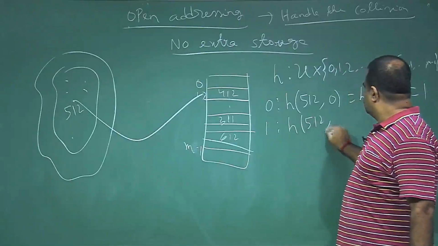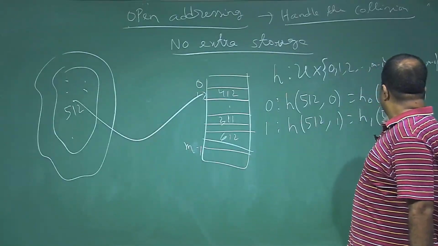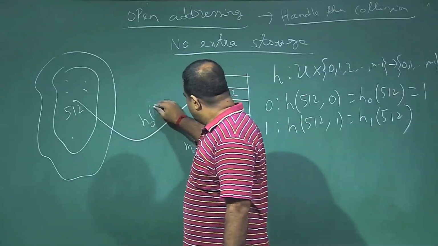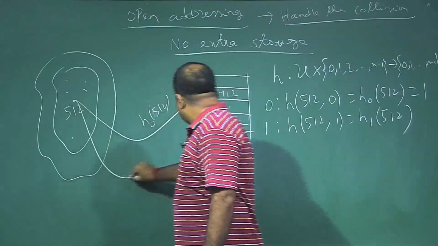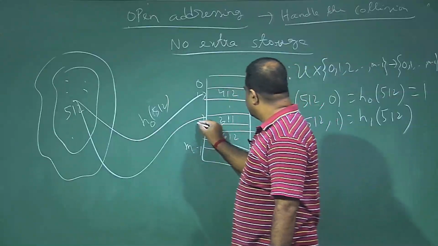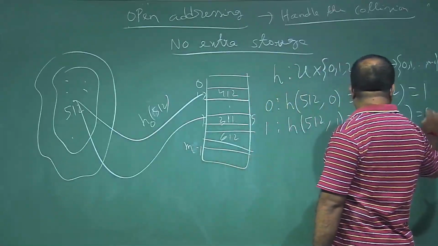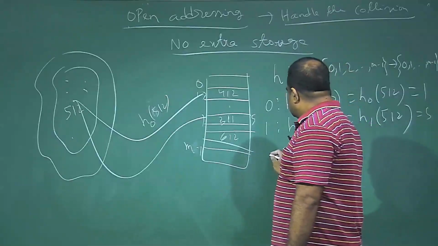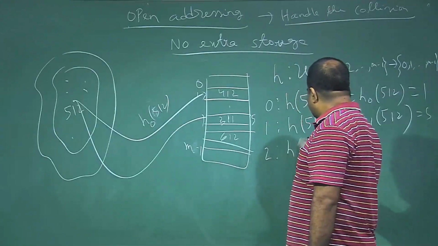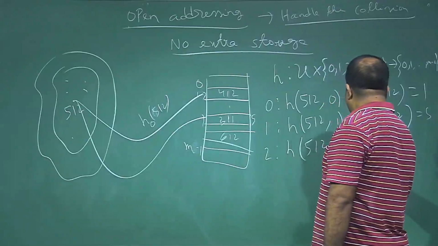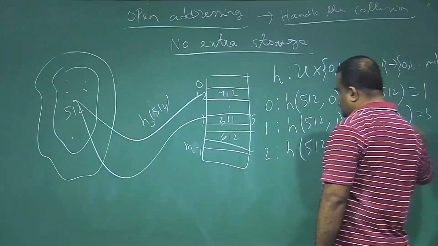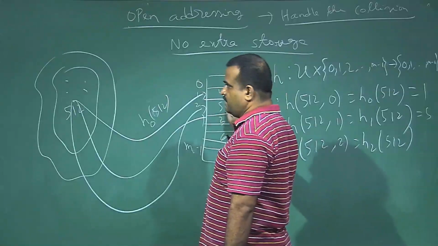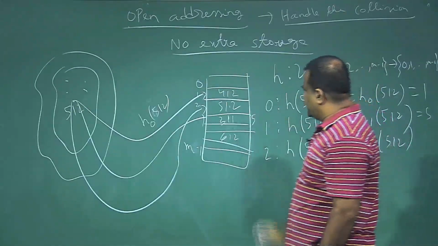So this is H1 of 512. Suppose it hits the fifth slot, which is occupied by somebody else, so it is not empty. Next we go for the next probe, H2 of 512, another hash function. Now suppose it gives us an empty slot, the second slot. We fit 512 there. This is the way.